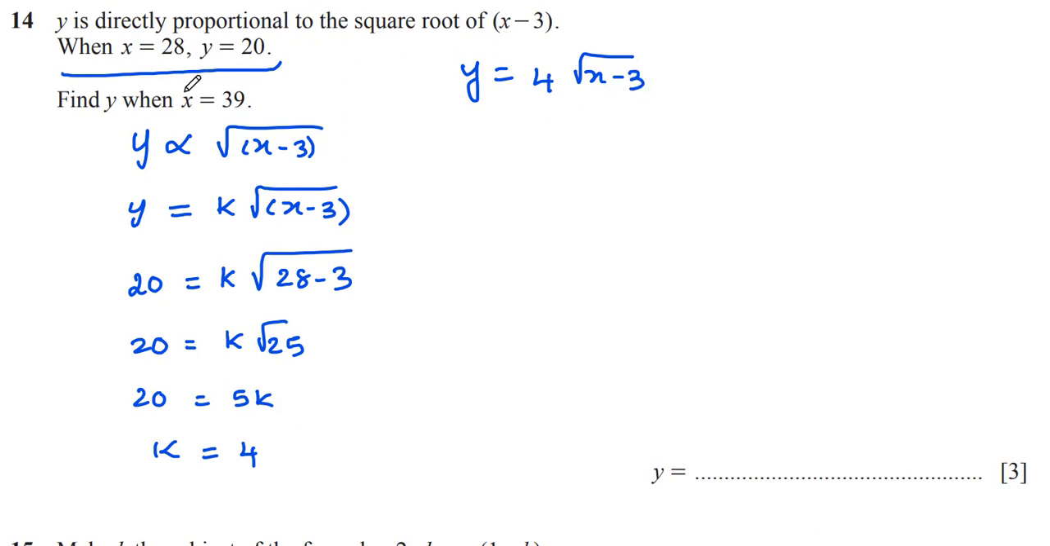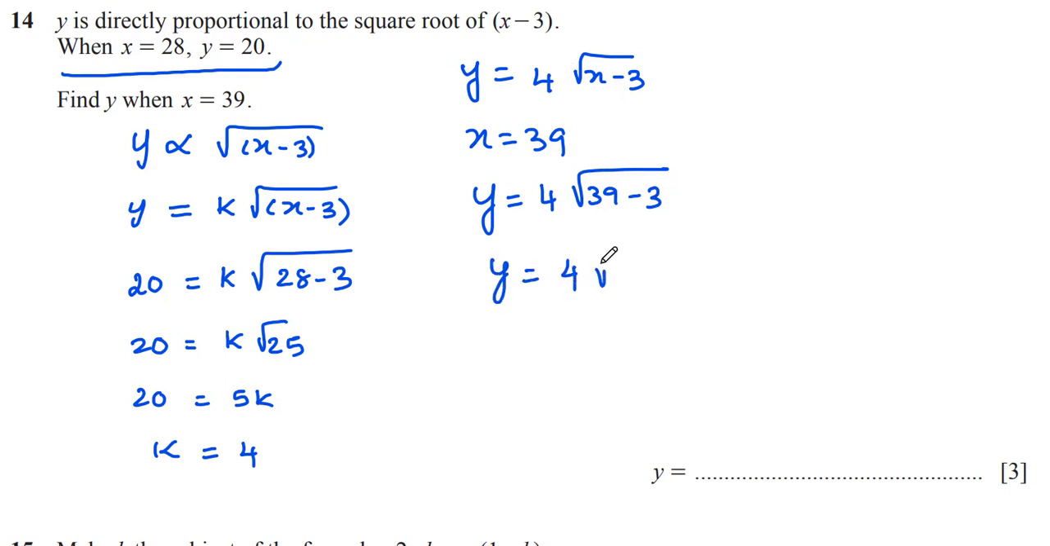Now, using this, we are going to substitute when x equal to 39. We are going to find what the y value is. So, y equal to 4 root of 39 minus 3. Yes, so y equal to 4 root of 36, and y equal to 4 into 6, it is 24. So the answer for this is 24.